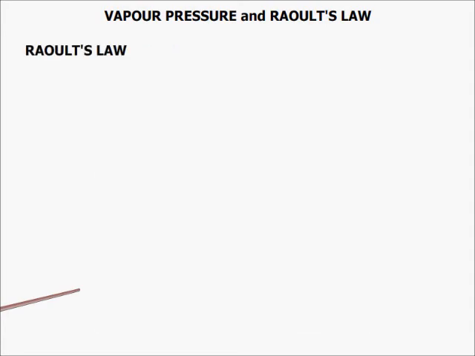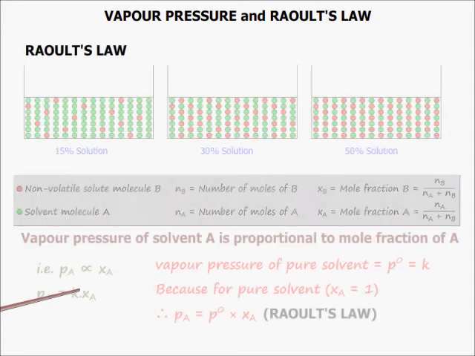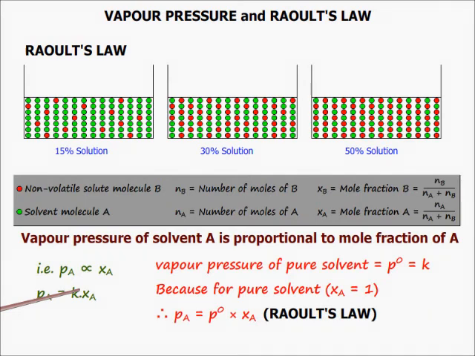Now let's come to Raoult's law. It was observed that the vapor pressure of liquids was reduced when some non-volatile solute is mixed with the liquid. It was thought that some liquid molecules on the surface have been replaced by molecules of the non-volatile solute. This depends on the number of moles of solute added. The more solute you add, the more liquid molecules get replaced at the surface.